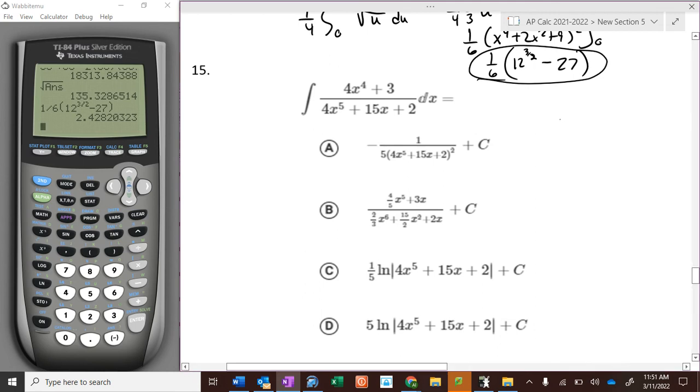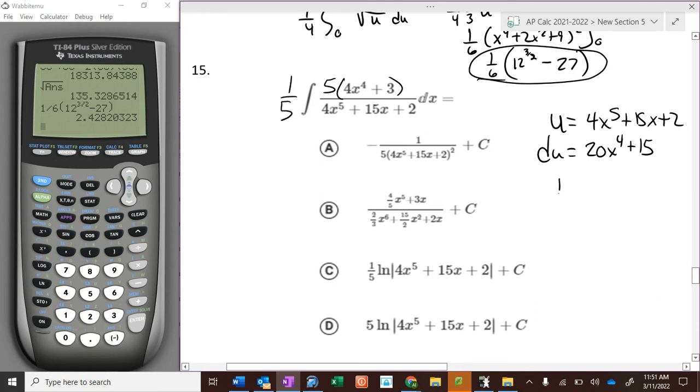So, what is u? U is the bottom, 4x to the fifth plus 15x plus 2. What's du? 20x to the fourth plus 15. So, how is this related to 20x to the fourth plus 15? It's 5 times. So you need a 5 up here, which puts a 1/5 on the outside. So it's 1/5 the integral of 1 over u du.